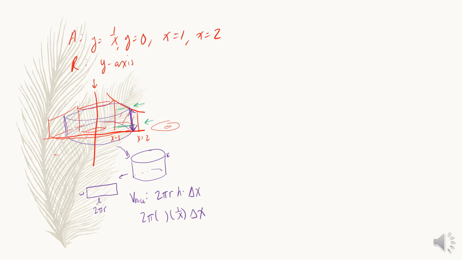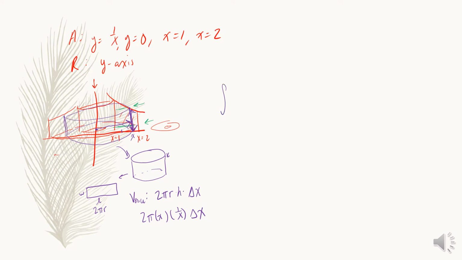Next, I need to figure out what was the radius. Well, the radius was being measured from the y-axis all the way out towards that slice, which is just whatever the x value was. I mean, if the x value was 1.5, so let's say my slice was right here, then the radius would be 1.5. If my x value was 1, then the radius is 1. It's just whatever the x value is. So there's your volume of a slice.